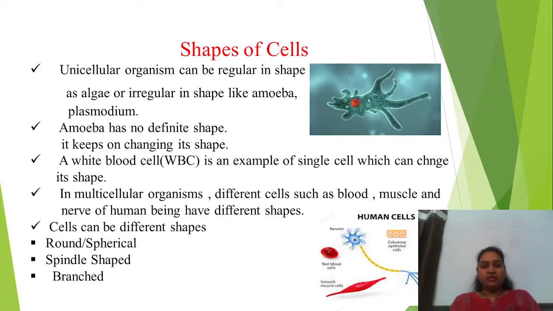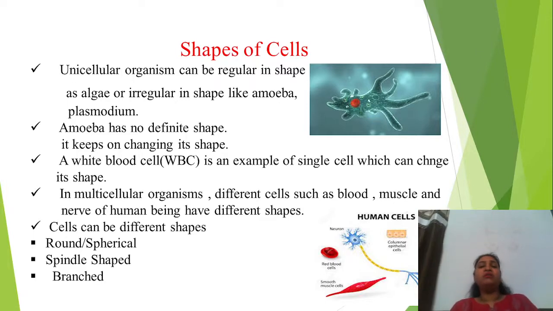Then moving to the next point, shapes of cell. Unicellular organisms can be regular in shape like algae, or some are irregular in shape like amoeba and plasmodium. You can see in this figure the amoeba. This is irregular in shape. Amoeba has no definite shape. It keeps on changing its shape. The projections you can see in this figure are called pseudopodia. These pseudopodia continuously change shape. That's why amoeba has no definite shape.